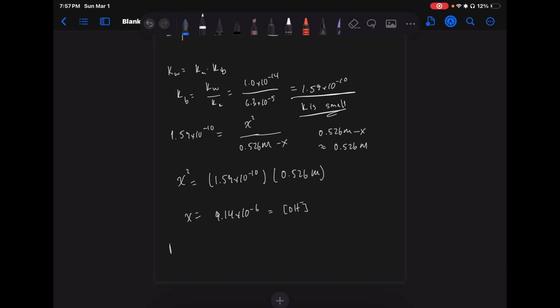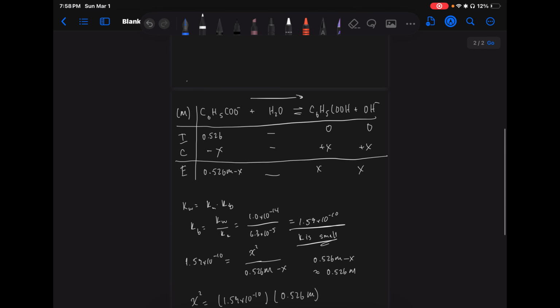First, if we find pOH, which is equal to negative log of the hydroxide ion concentration, we'll get a value of 0.28. Now if we do 14 minus 0.28, we should get the value for pH, which is 13.72. And that is our answer, 13.72.